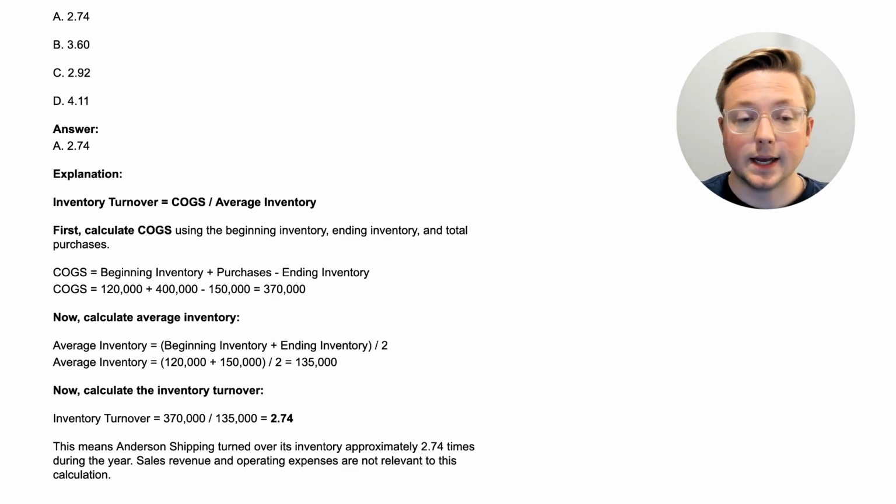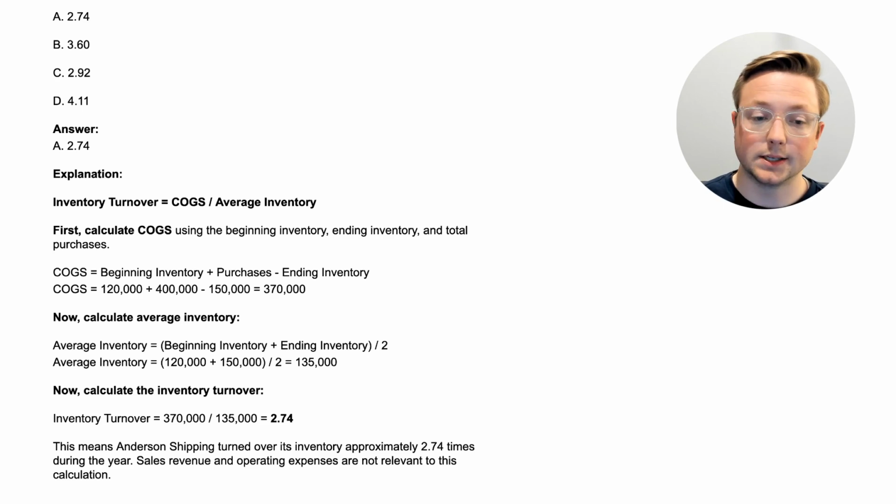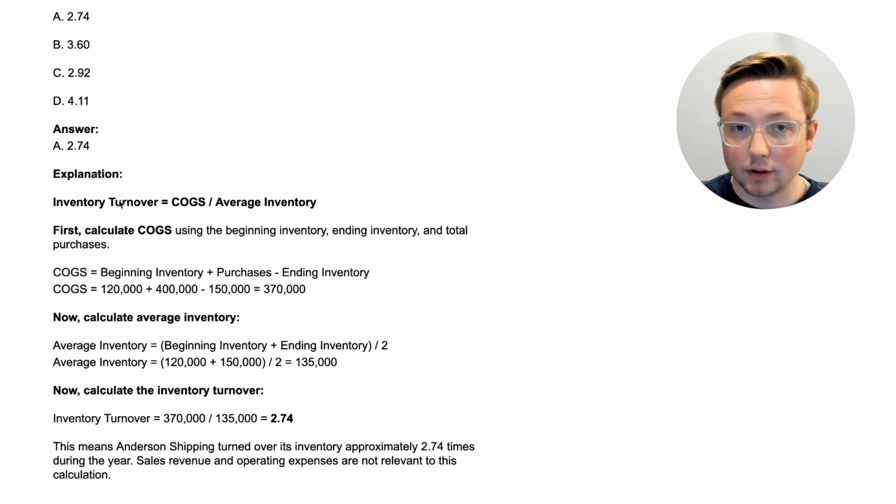All right, here we are. The answer is A, 2.74. That is the inventory turnover in this case. Here is the calculation or the formula for inventory turnover, COGS over average inventory. Pretty simple. In this case, though, you had to figure out COGS, so we're going to go through that to kind of remind you how to do that.